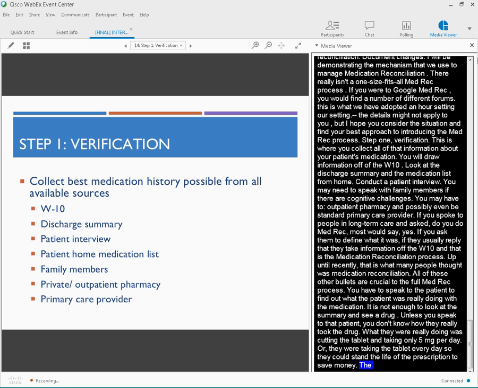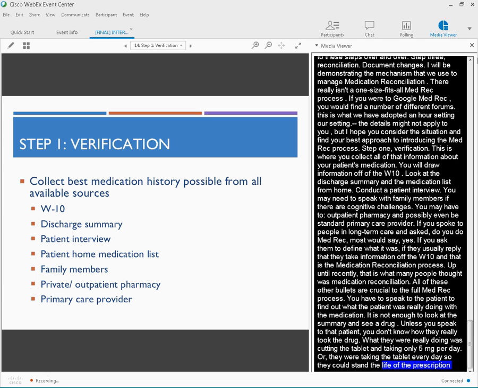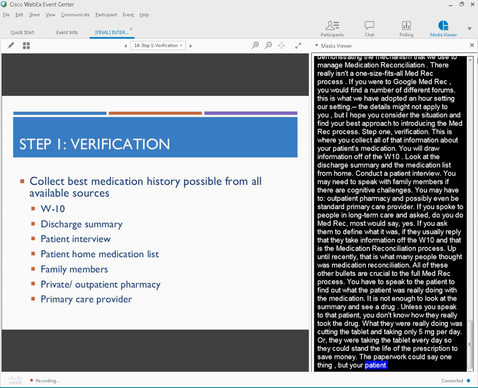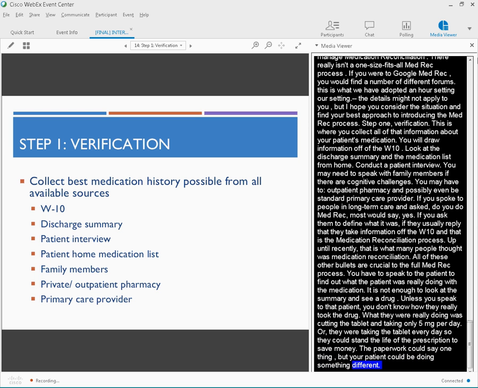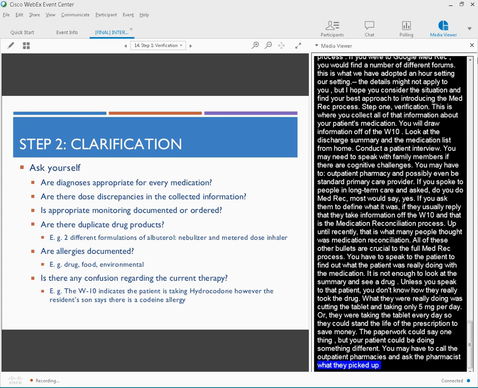And sometimes it gets really complicated, and even the patient's confused because, and I'm going to show you a situation of how this can happen, you may have to call the outpatient pharmacy or pharmacies, if they use more than one, and ask the pharmacist, what did they pick up recently? What drugs are actually being purchased? So that you have the full information.